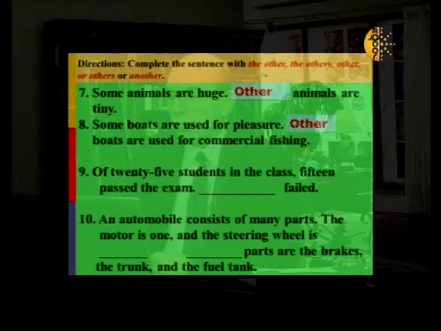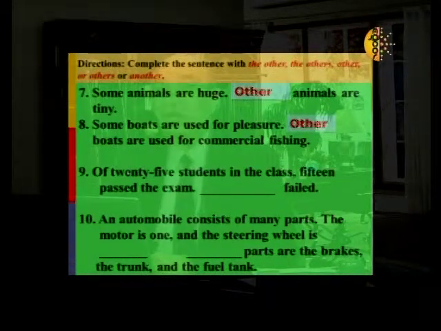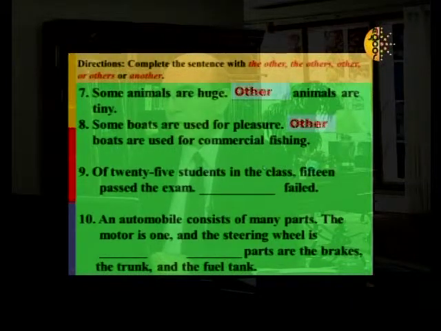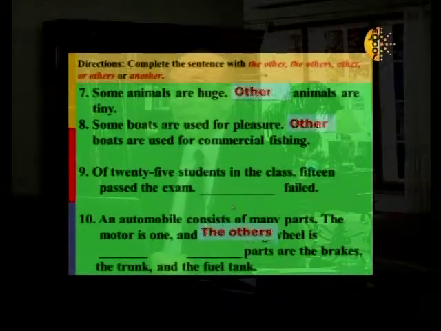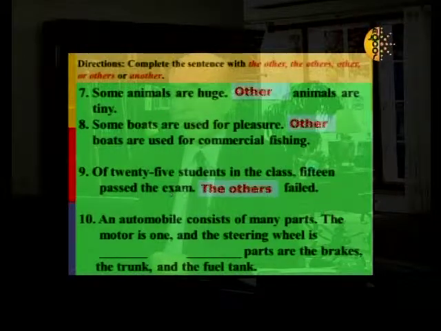Of 25 students in the class, 15 passed the exam, blank failed. Which do you use over here? Do you use the other, the others, other, or others, or another? Remember, we're talking about 25 students. It's not singular. It's plural. So 15 passed. So how many are left there out of 25? 15 passed, so 10 more left. So that should be what? Plural form. We say what? The others failed. Means the 10 others left in the class.